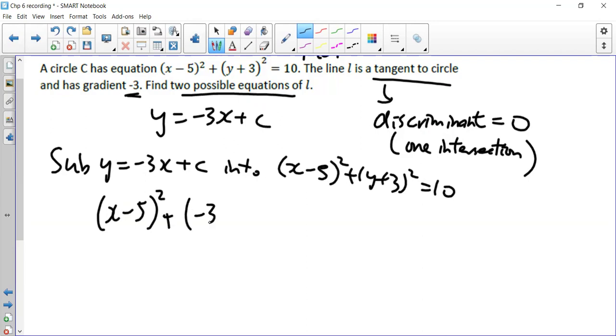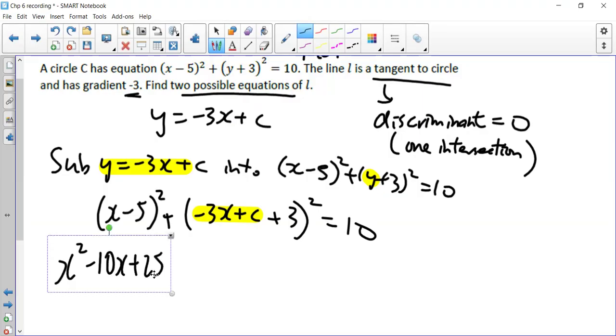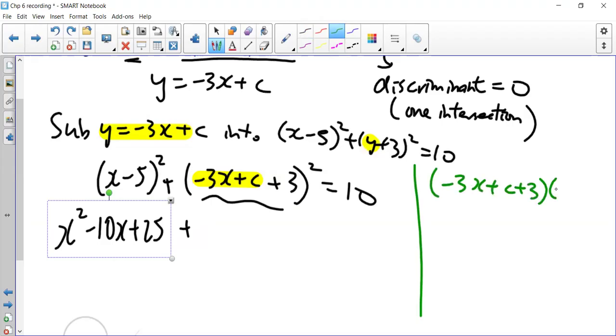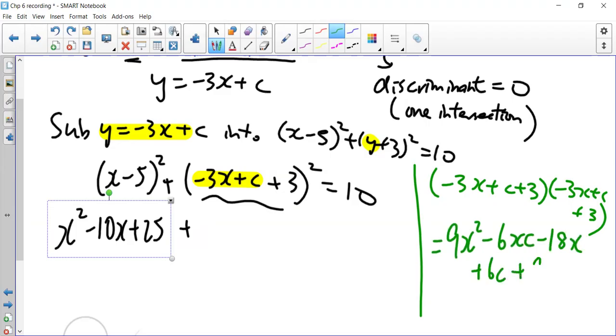So y plus 3, where y is minus 3x plus c. Don't forget that plus 3, squared, equals 10. If you don't know what I've done, I've substituted this into here. Now I can expand the double bracket, x squared minus 10x plus 25. Now this double bracket is a monster to do. You can't really use any shortcut for it because there are 3 terms. So on a separate piece of paper, expand minus 3x plus c plus 3, squared. I'm not going to show the working because I've done it on separate paper. You get 9x squared minus 6xc minus 18x plus 6c plus 9 plus c squared.